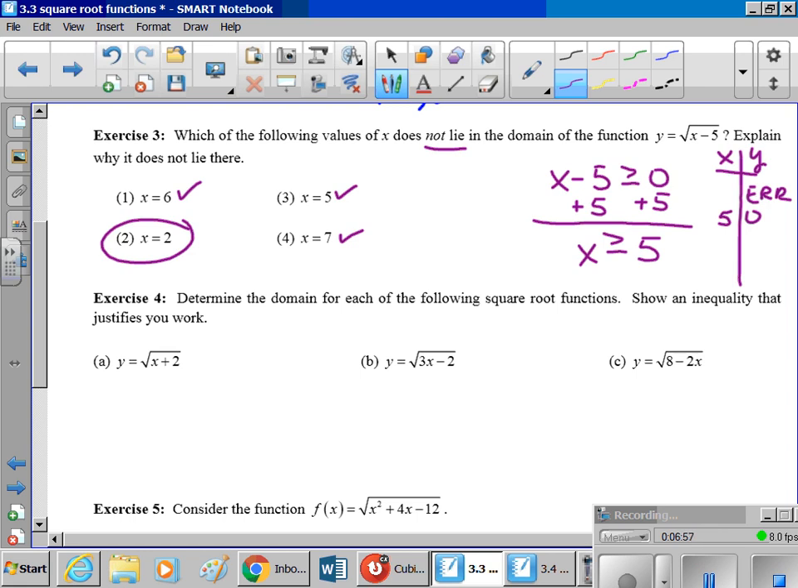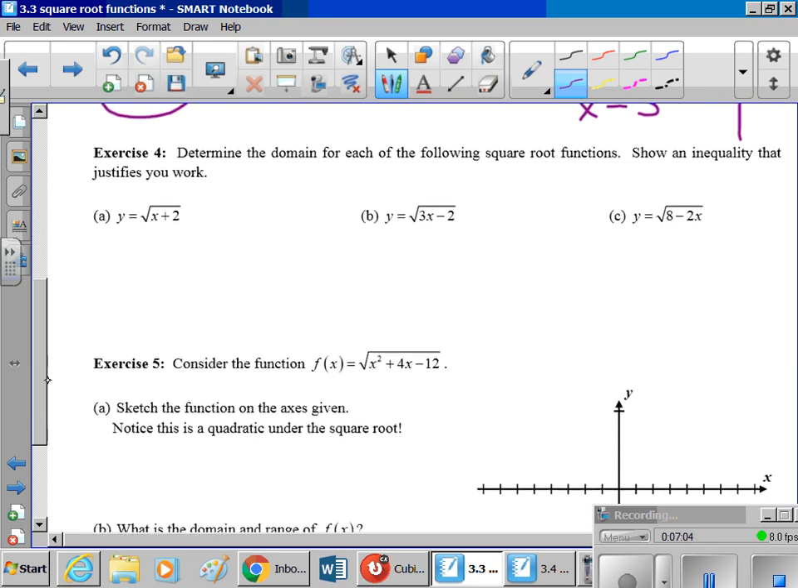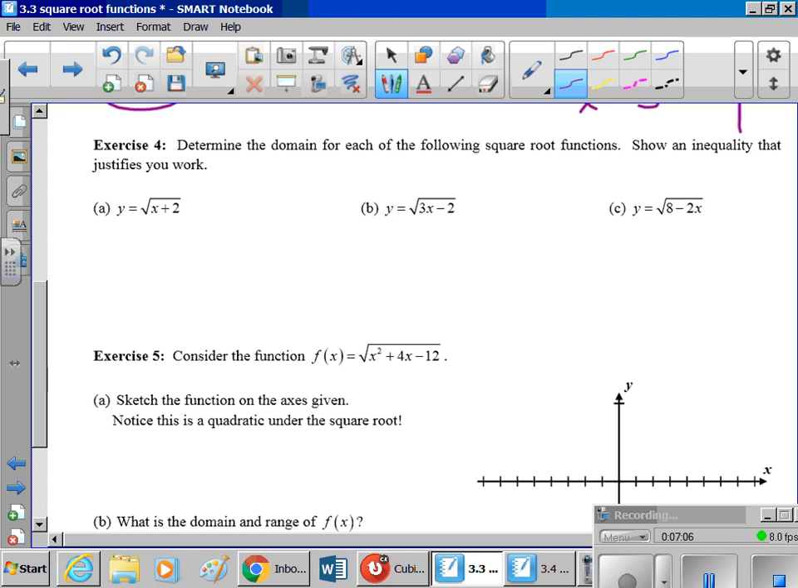So exercise 4 is a repeat of that lesson. It's asking what is the domain of each one of these functions that are represented here. So we're just going to do the same thing and say x plus 2 has to be greater than or equal to 0. So x has to be greater than or equal to -2.